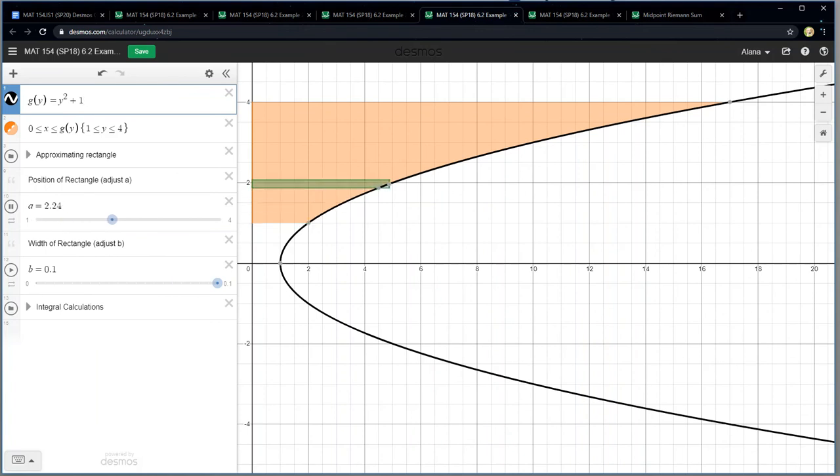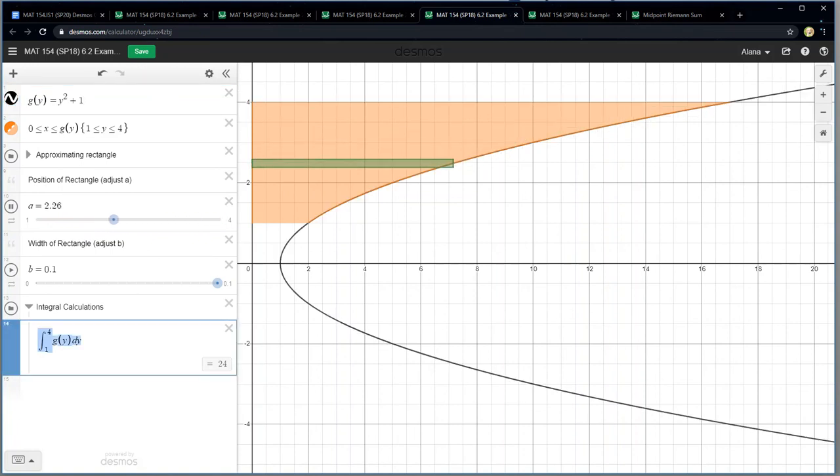And then if you want to see the integral calculations, the integral from 1 to 4 of g of y is indeed 24. I was not wrong. There you have it.